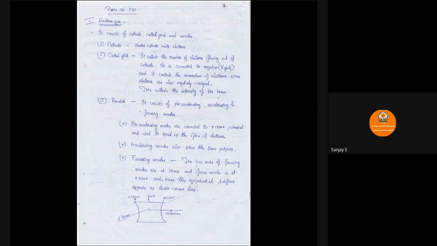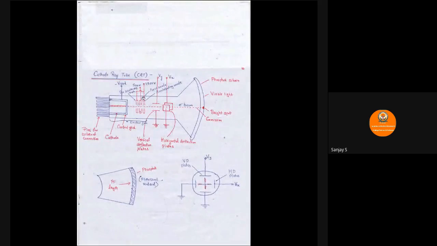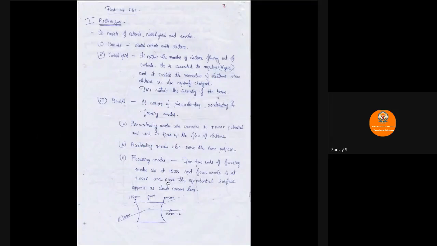The focusing anode is connected to plus 500 volts supply. As you can see here, it's connected to plus 500. The other two, the pre-accelerating and accelerating anodes, are connected to 1500 volts. So this forms an equipotential surface with 1500 volts on either side and plus 500 volts in between. Whenever a light beam enters an equipotential surface, it tends to deflect towards the normal. The same thing happens to the electron beam. An electron beam entering the anode section from any direction always deflects towards the normal because of this equipotential surface.